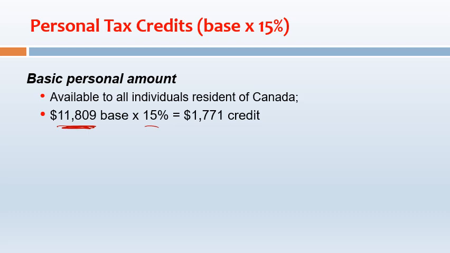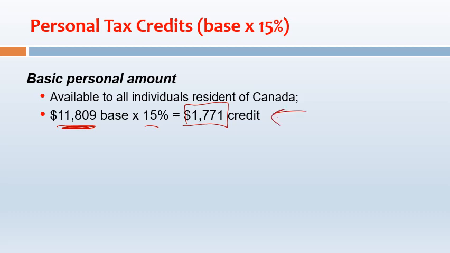Why 15%? As you will recall, 15% is the tax rate that is used to calculate federal taxes for the first progressive tax bracket. So if we multiply out by 15%, what we have is a credit equal to this amount for the current year. Now, this amount is not a deduction. As noted, it is a tax credit.